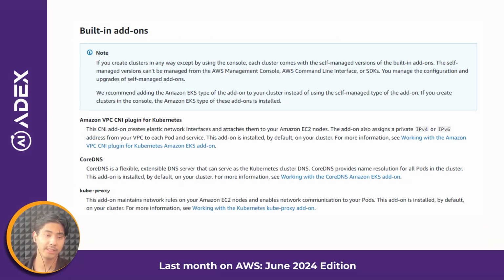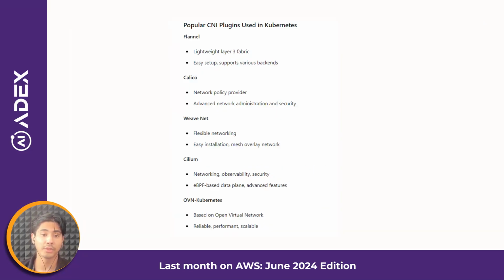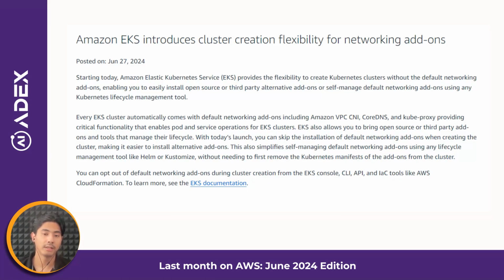So previously, every EKS cluster came with default networking add-ons, including Amazon VPC CNI, CoreDNS, and kube-proxy, which provide critical functionality for pod and service operations. But with this new update, you now have the option to exclude these default add-ons during cluster creation, which simplifies the process of installing alternative solutions or managing default add-ons with tools like Helm or Kustomize. You can opt out of default networking add-ons through various methods, including the EKS console, API, CLI, or IaC tools like CloudFormation or Terraform. And for more information, you can refer to the official EKS documentation.